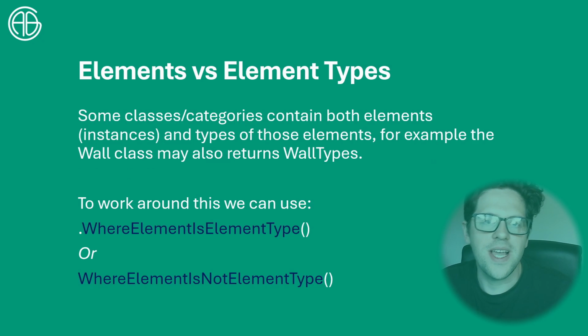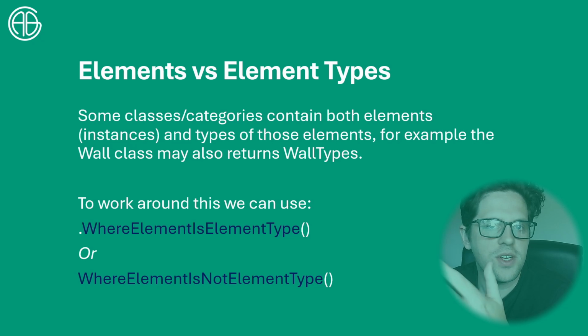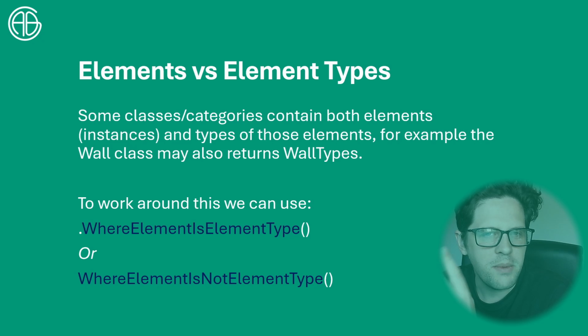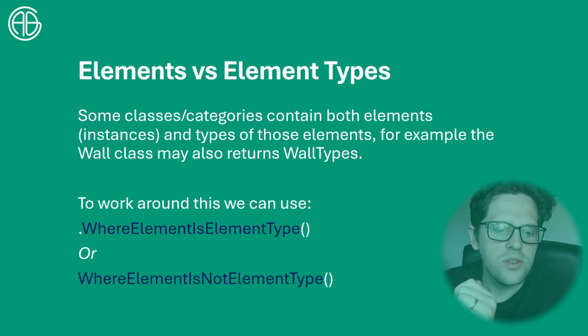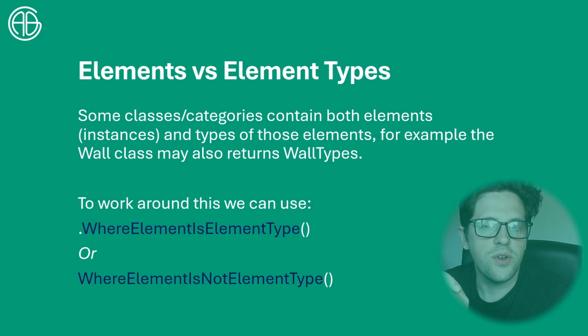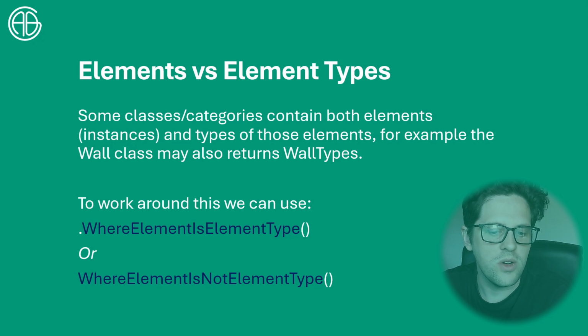Once we have these elements of class or category, you'll often want to specify whether they should be elements or element types. A lot of classes will return a combination of types and instances. For example, I believe that the wall class also returns wall types. I may be mistaken, but I think it does. So you're usually going to want to specify whether you're expecting to collect types or instances of elements as well. It's not always necessary, but it's usually a good habit to get into if you're unsure.